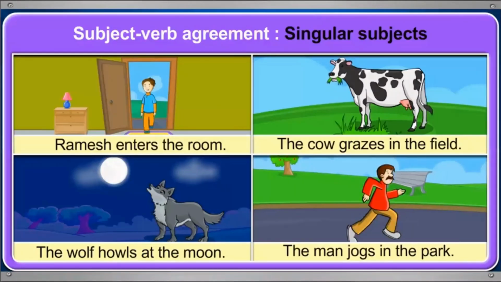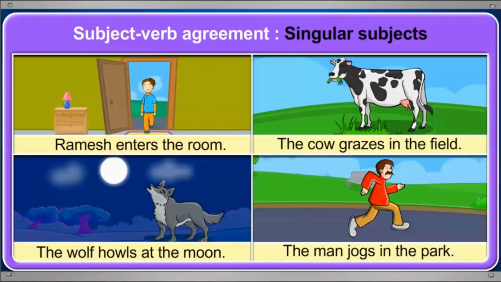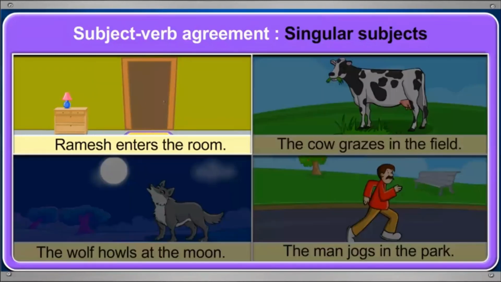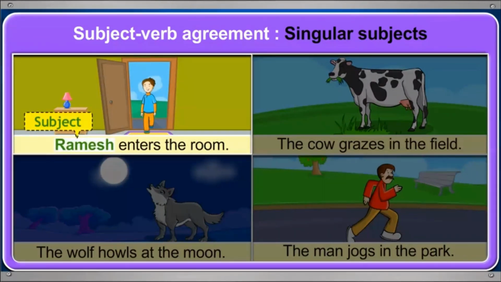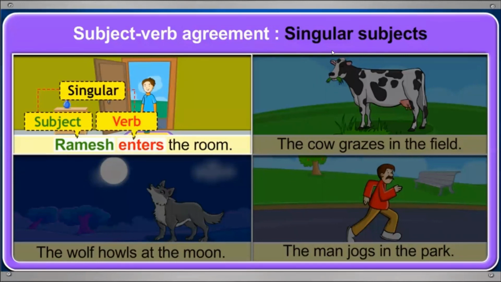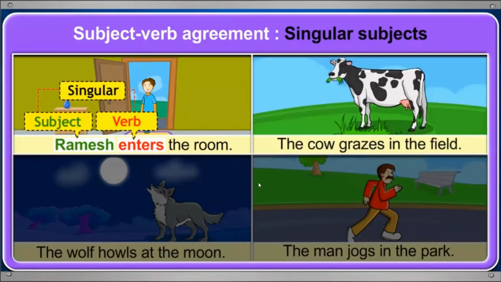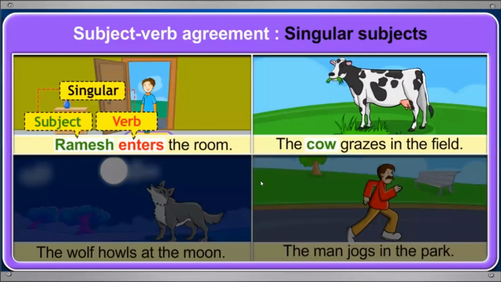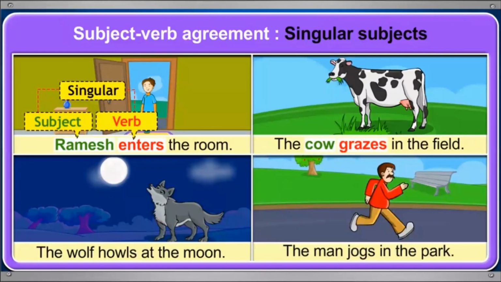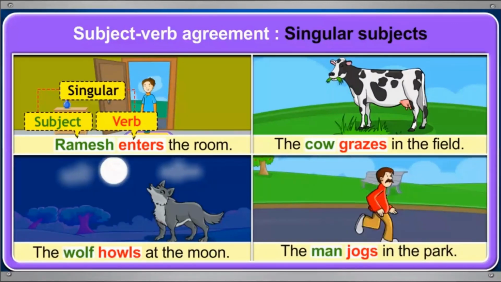Some more examples of subject-verb agreement. When the subject is named, in the sentence, Ramesh enters the room, the subject Ramesh is singular. So is the verb enters. In the sentence, the cow grazes, the subject, the cow, is singular. Grazes is singular as well.